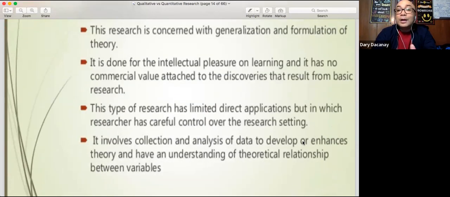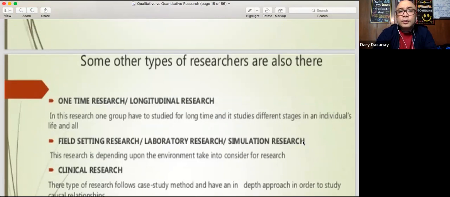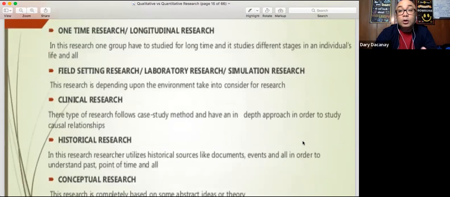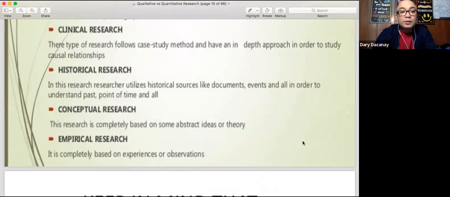This type of research has limited direct applications, but the researcher has careful control over the research setting. It involves collection and analysis of data to develop or enhance theory and to understand the theoretical relationships between the variables. These are some of the other types of research that researchers do: the one-time research or the longitudinal research, field setting research, laboratory research, or simulation research. You also have clinical research, done by medical doctors, historical research, conceptual research, and empirical research, which is completely based on experiences or observations.